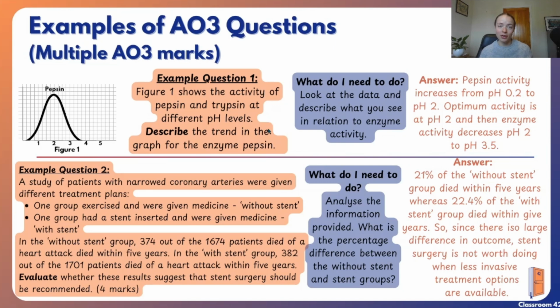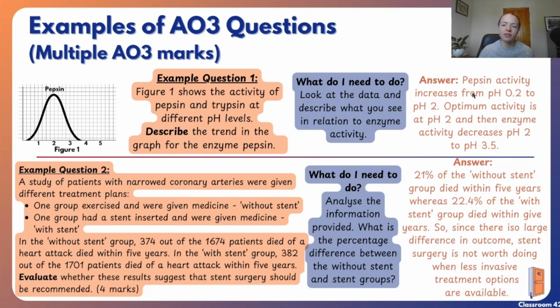Now let's look at some other AO3 question examples. So here, figure 1 shows the activity of pepsin and trypsin at different pH levels, and you need to describe the trend in the graph of the enzyme pepsin. So here we basically need to look at the data and describe what we see. We can see this bell curve here, but you don't want to just describe it as a bell curve, that's not enough. As I've said earlier, we need to describe the figure that we've been prompted to using actual data.